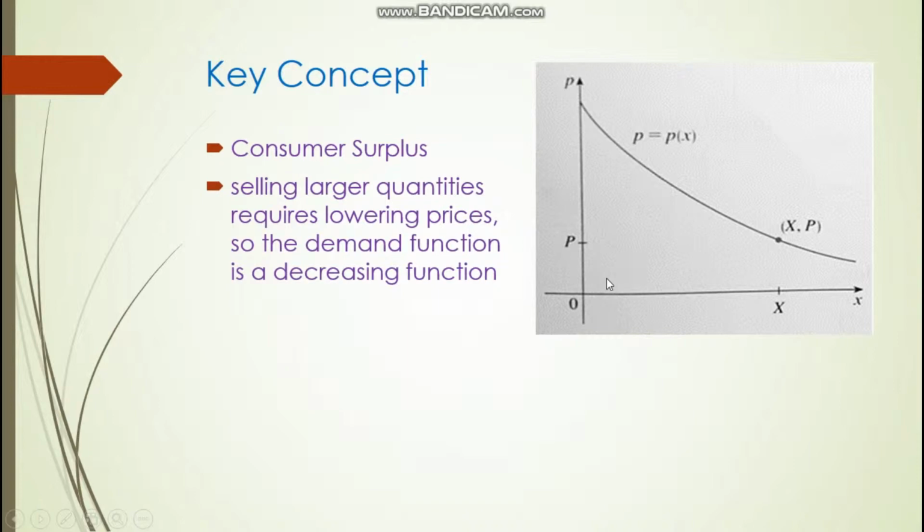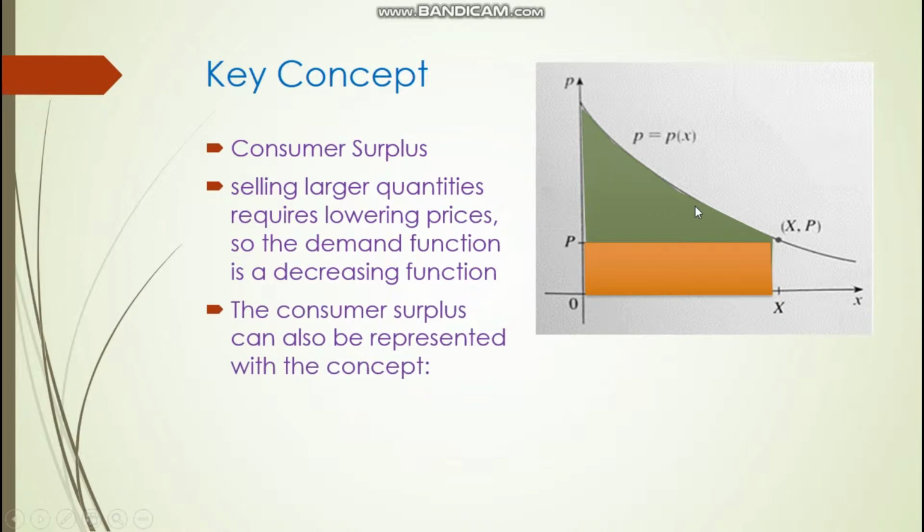At a given price, some consumers who buy a good will be willing to pay more, so they benefit. The difference between what a consumer is willing to pay and what the consumer actually pays for a good is called the consumer surplus. So this is the area the consumer is willing to pay, and this is the area the consumer actually pays. So this area is the consumer surplus. The consumer surplus can also be represented with the concept: consumer surplus equals maximum buying price minus actual price.